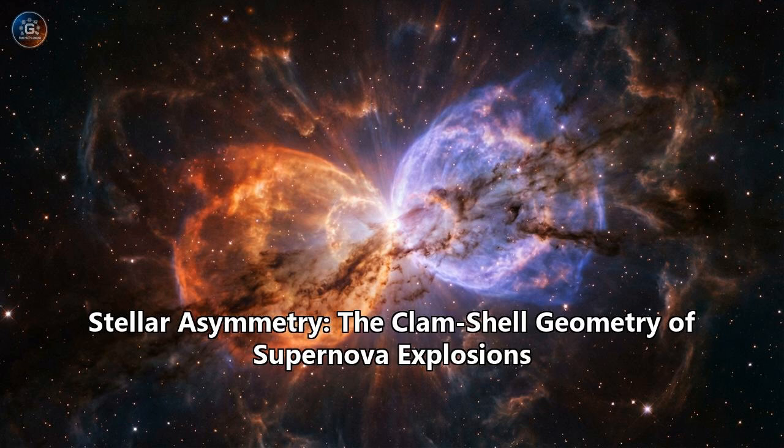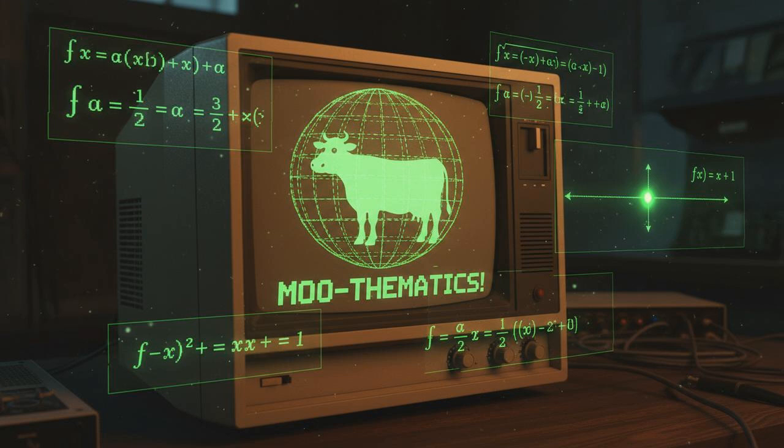This is a story about how the universe breaks symmetry to create complexity, and why the chaos of a clamshell explosion is actually the reason we exist. To understand why this new geometry is so revolutionary, we have to look back at why we got it wrong in the first place.